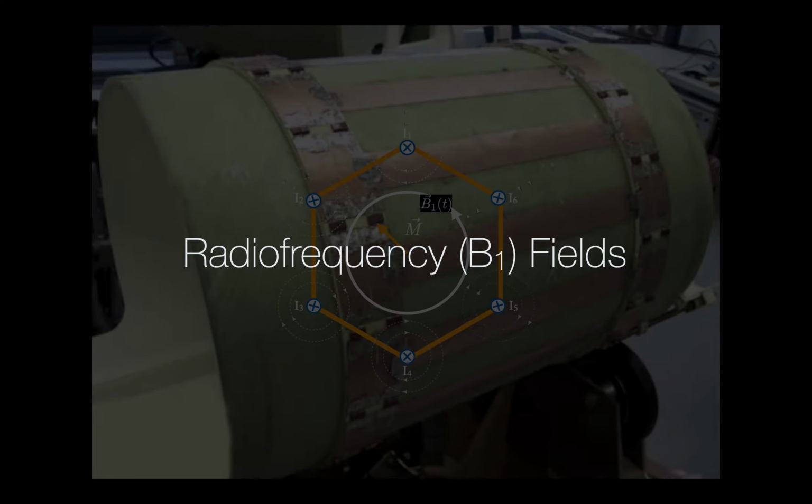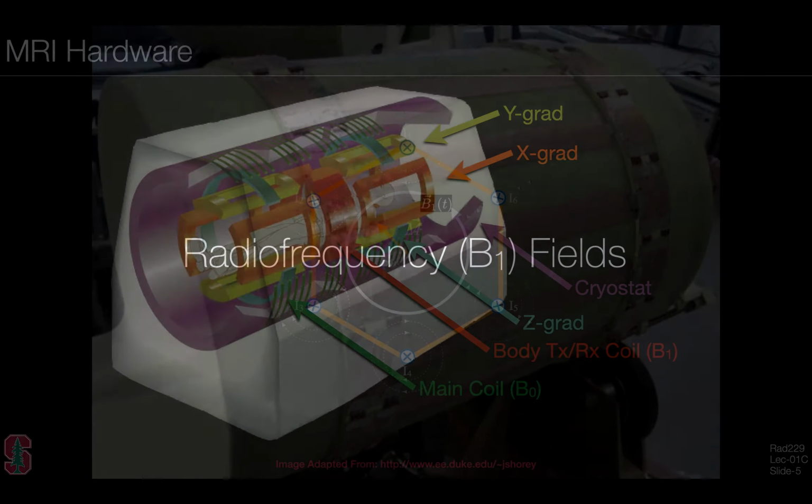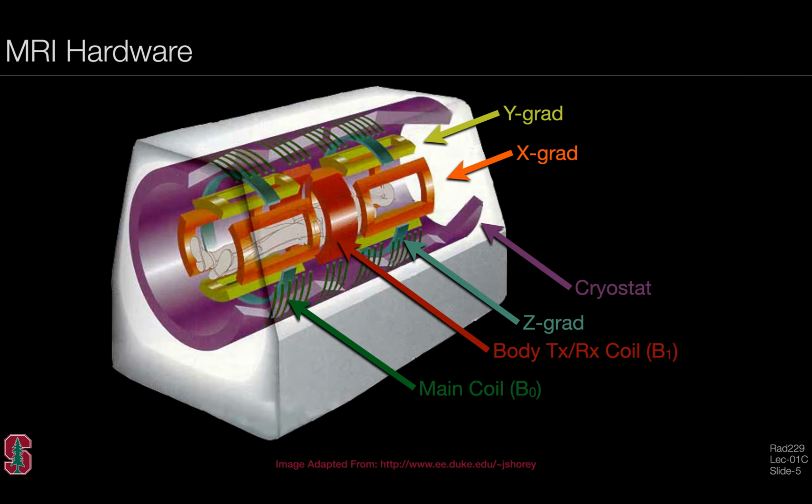So let's begin by talking about radiofrequency or B1 fields. Shown in the background here is actually a B1 coil that's used as the exciter, and then a diagram of how these birdcage coils function. Here again, we look at a hardware teardown of a typical MRI scanner system. The component we're interested in discussing right now is this one right here called the body transmit receive coil, or sometimes just called the body coil. And it's responsible for generating the B1 field.